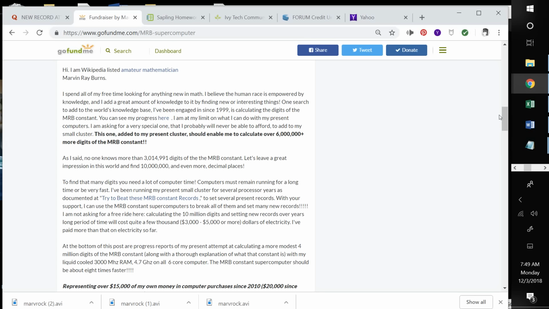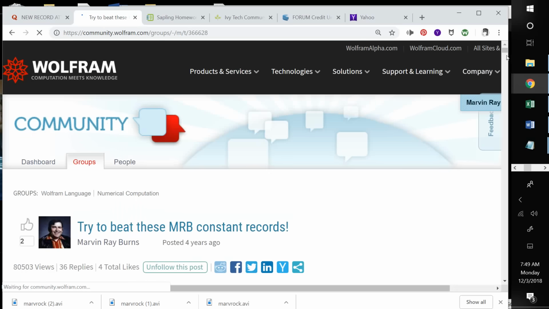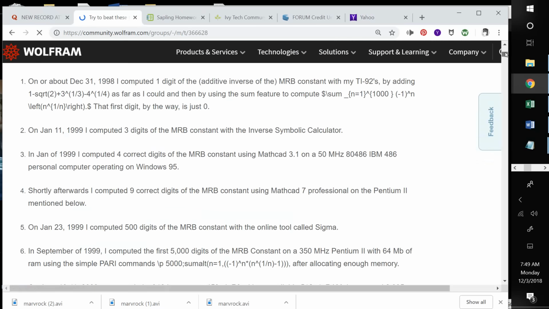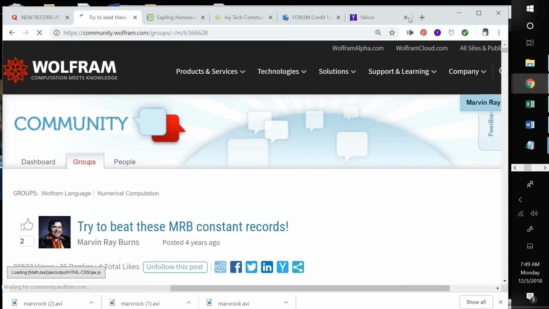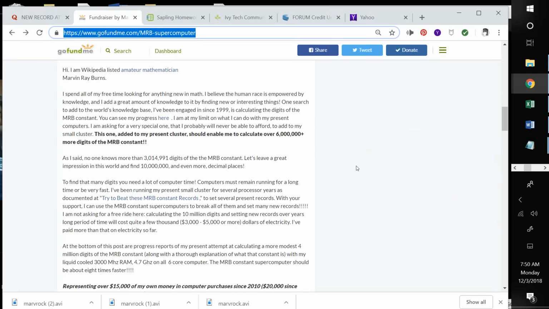One search to add to the world's knowledge base I've been engaged in since 1999 is calculating the digits of the MRB constant. You can see my progress here at Wolfram Community, where I've posted many records of computing the MRB constant. The address is right up here. I'm at my limit, though, with what I can do with my present computers.